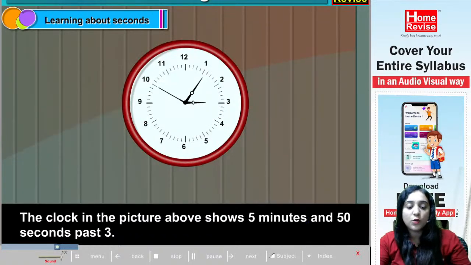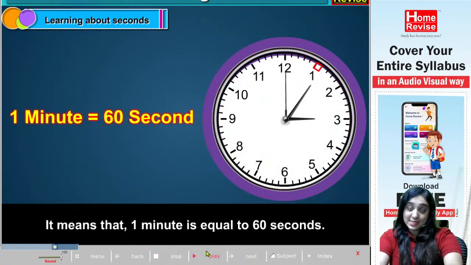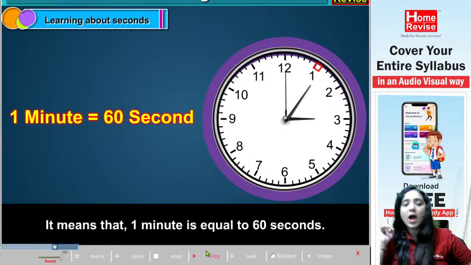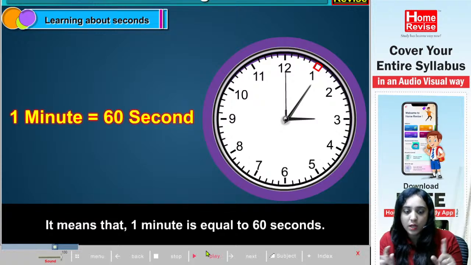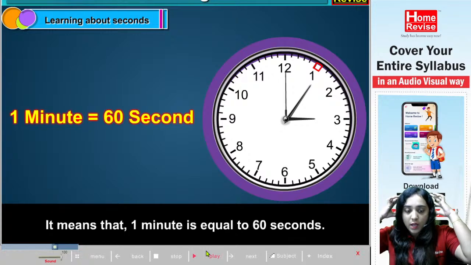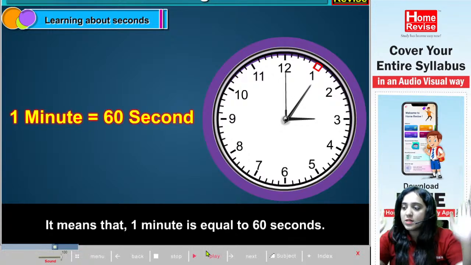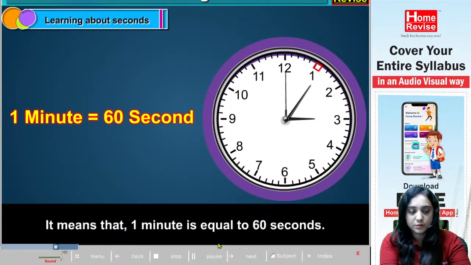Now, the clock in the picture above is very important to understand. It means that 1 minute is equal to 60 seconds. Now, 1 hour equals how many minutes? 1 hour is equal to 60 minutes, and 1 minute equals 60 seconds. This conversion is very important to understand, because it will be used not only in mathematics but also for solving many of your science sums, in physics. So 1 minute is equal to 60 seconds. Now let's move on.